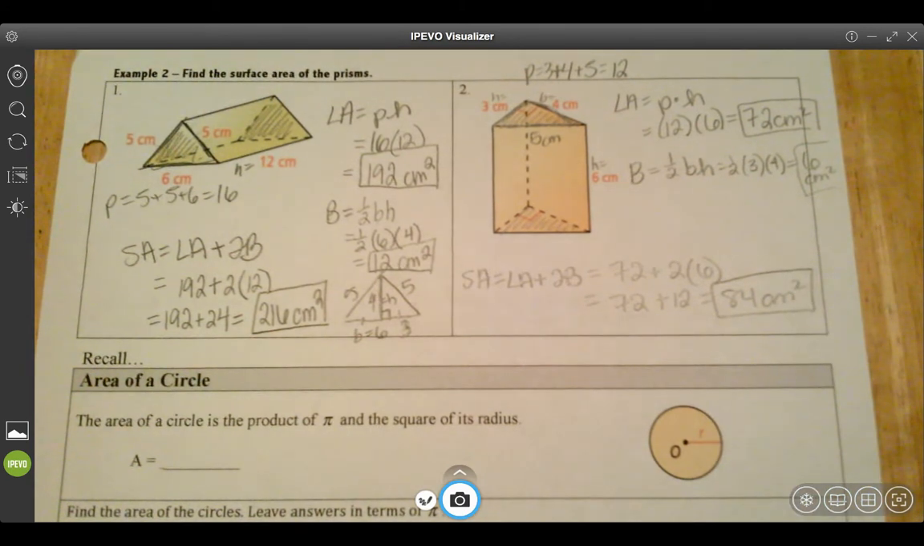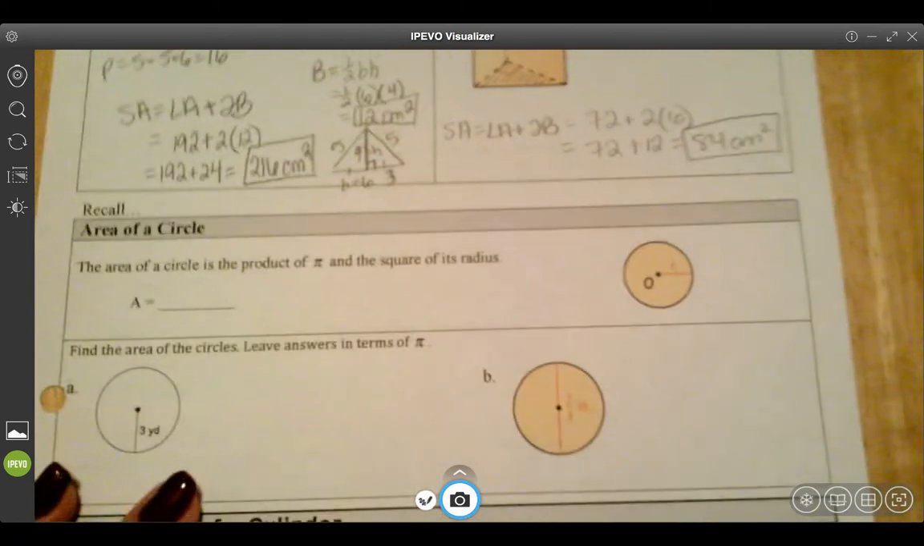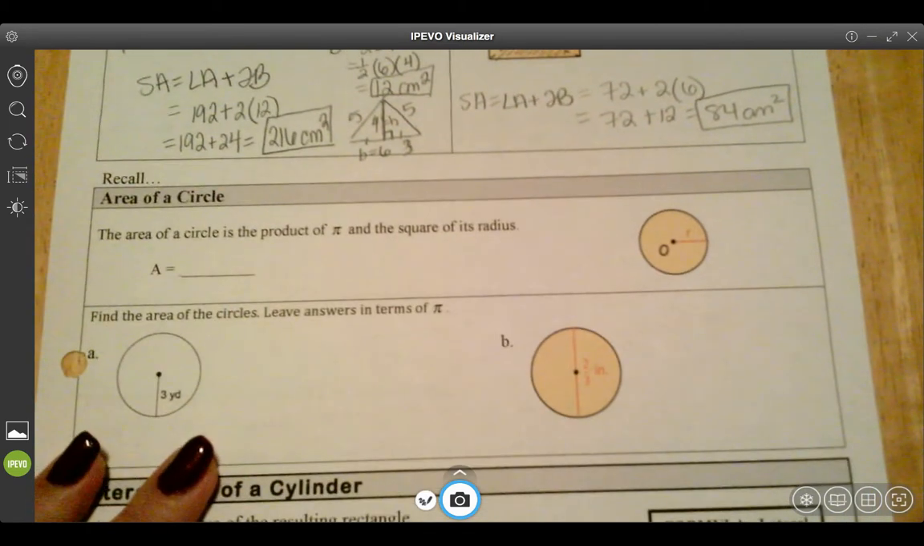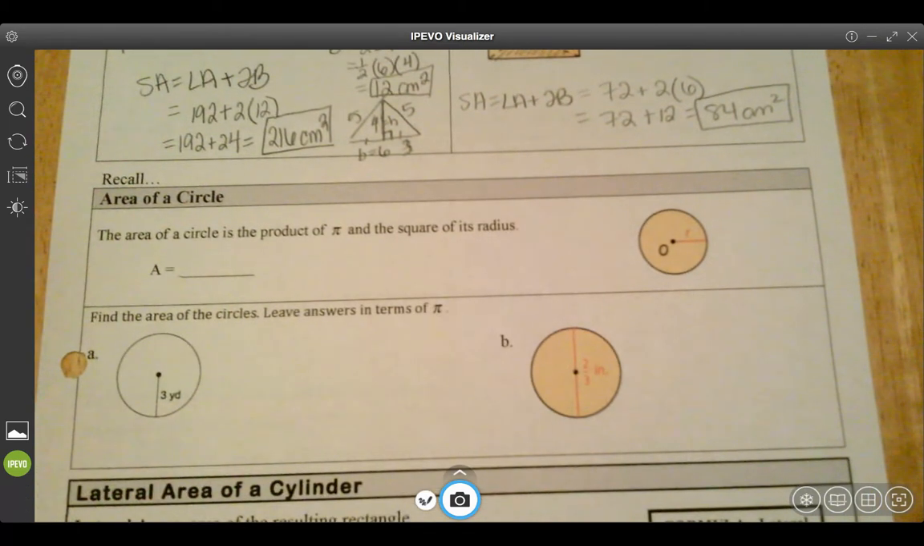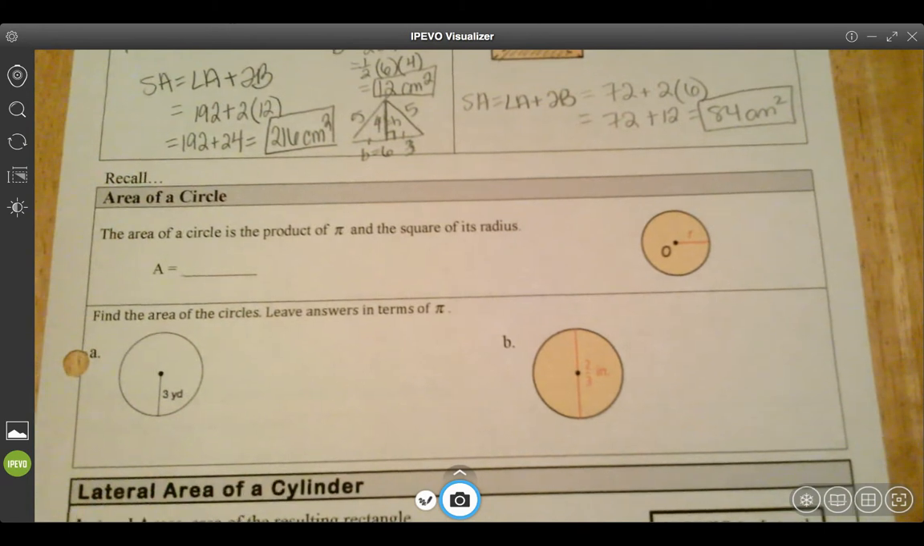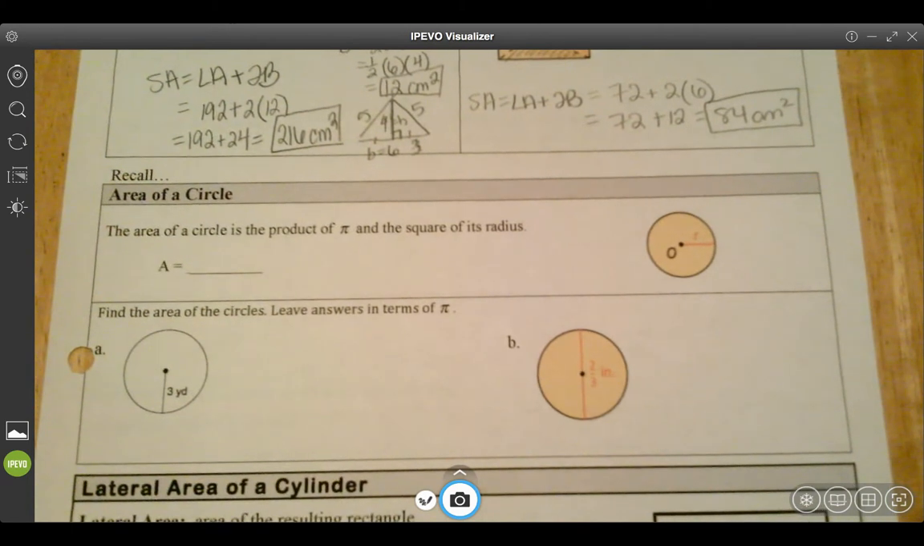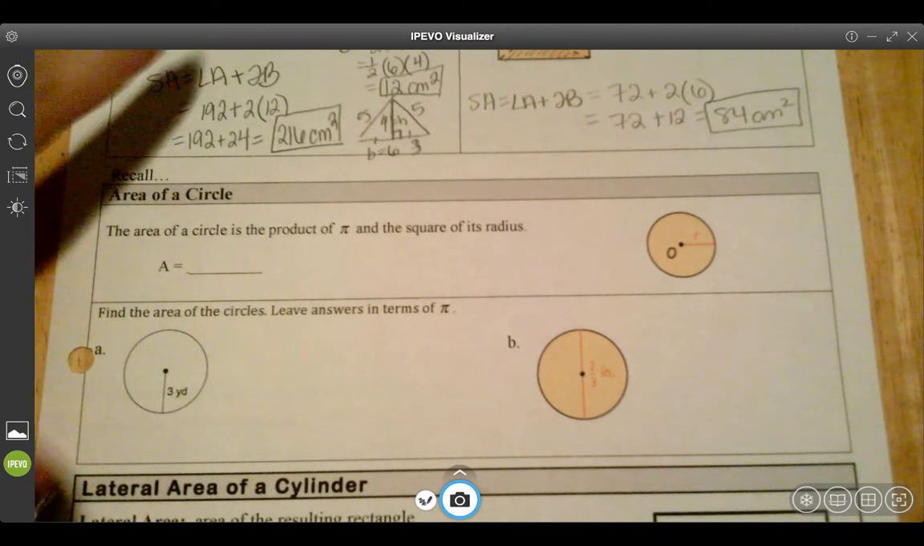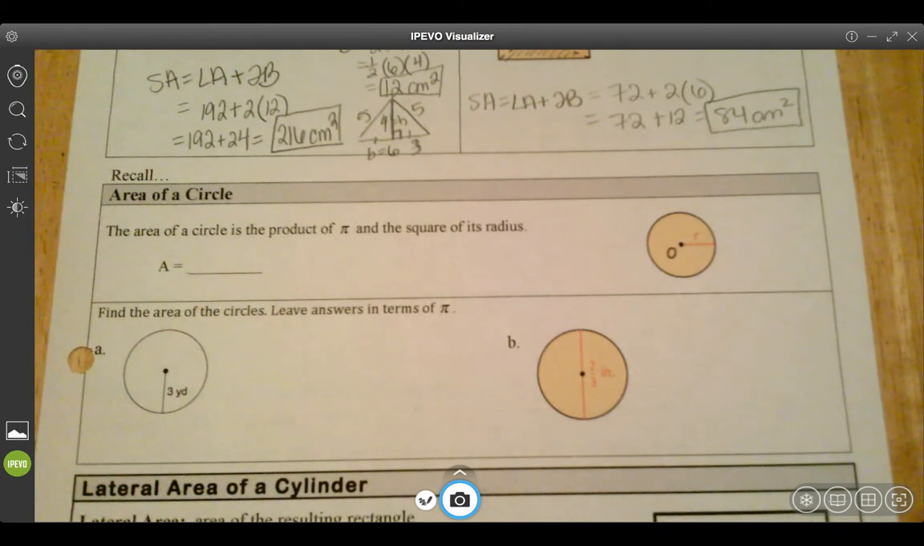Okay. Now, what if our base is not a triangle or a rectangle? Then we have to think about what if it's a circle. And it could be any polygon. We know all of the areas from our last chapter for areas of a polygon, and we can use those for any prisms with a regular polygon as its base. So we'll look at the special case of a circle.